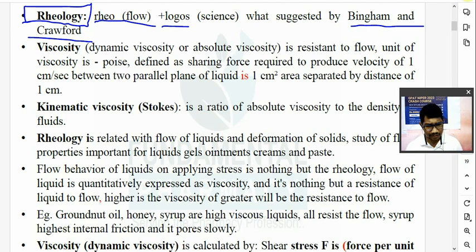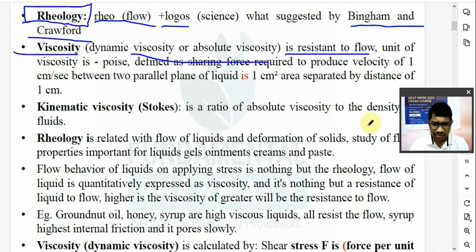Now every liquid will not flow in the same way, so that depends on the viscosity of that liquid. Now what do you mean by viscosity? Viscosity is nothing but resistance to flow. It depends upon the interparticular interaction and bonding. If there is a strong bond between the particles of the material or particles of the fluid or liquid, it will not flow easily. Now viscosity is also known as dynamic viscosity or absolute viscosity.